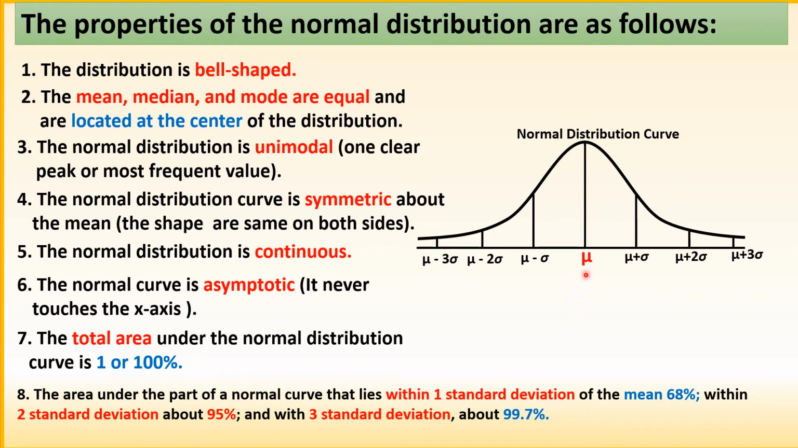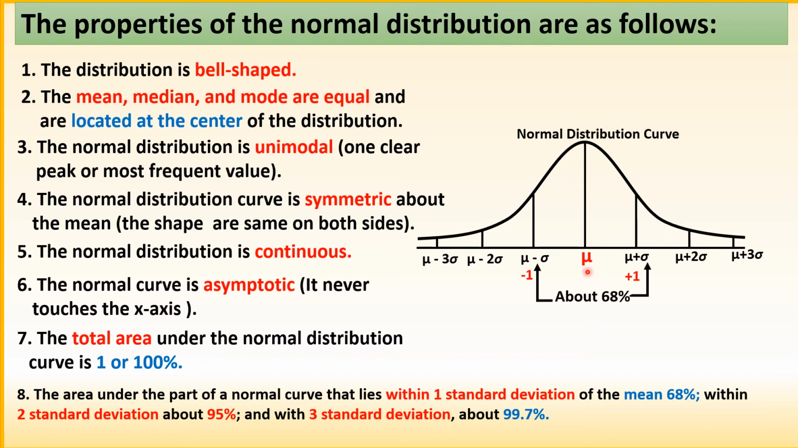Ito yung mean natin. Then above the mean, we have here the mean plus standard deviation, then mean plus 2 standard deviations, then mean plus 3 standard deviations. Then sa left side natin ay magma-minus naman tayo ng mean. So mean minus 1 standard deviation, mean minus 2 standard deviations, then mean minus 3 standard deviations.